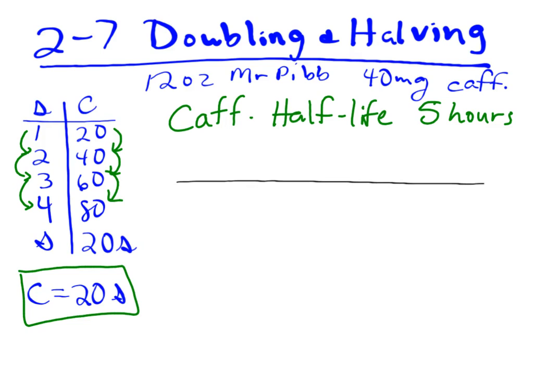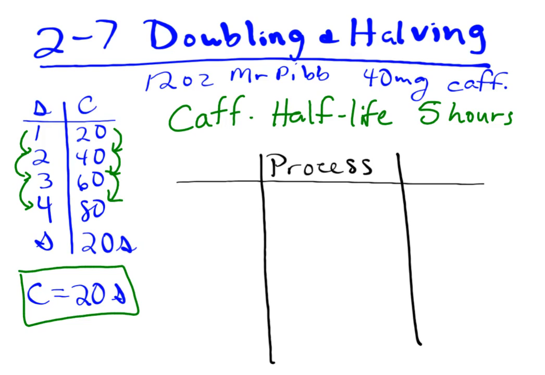We're going to build a table, and I'll show you how half-life works through using the table. You want kind of a big spot in the middle because that's where we're going to write our process. And over here, we're going to have the number of half-lives. And over here, we're going to have caffeine left in our system. Okay. So we have how many half-lives have happened? And each half-life is how long? How many hours? 5 hours.